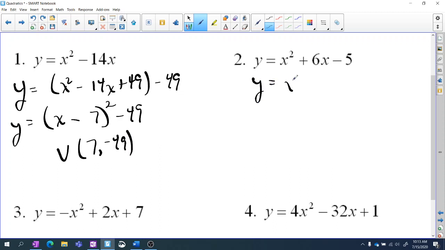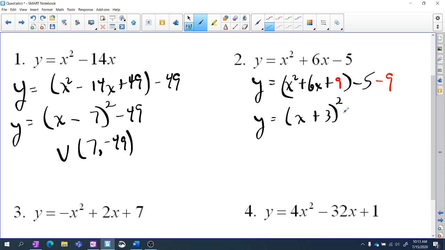Y equals x squared plus 6x plus, leave some room. Got my minus 5 this time. Color code again for you. Half of 6 is 3. 3 squared is 9. I've added 9. There's no coefficient, so I'm just adding 9, which means I got to take away 9. Y is equal to square root of the first, sign of the middle, square root of your third, all squared. Take away 14. Vertex, negative 3, negative 14.